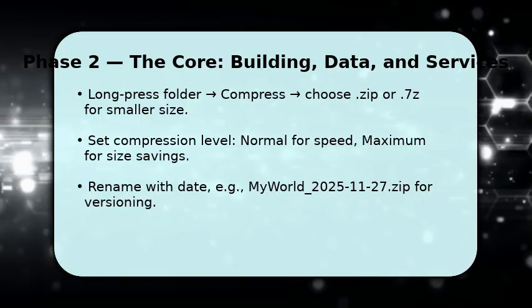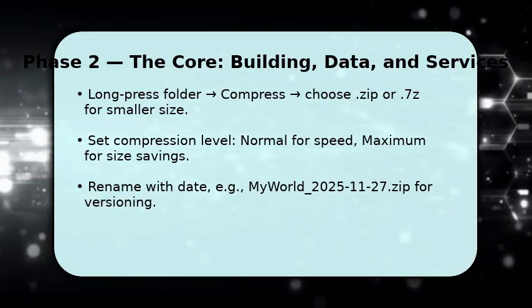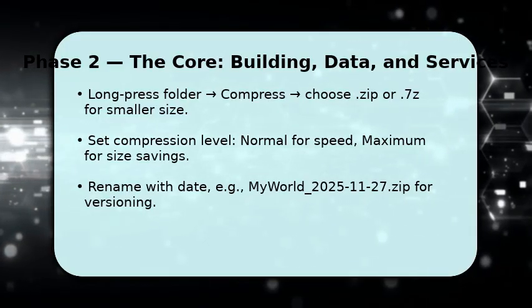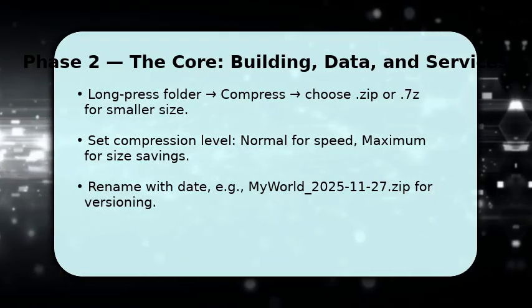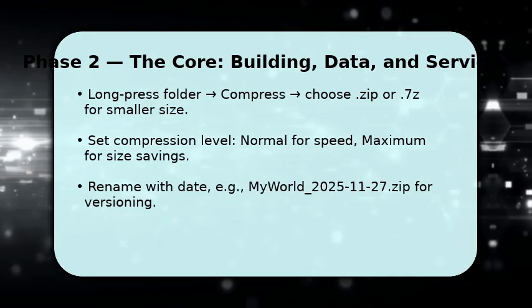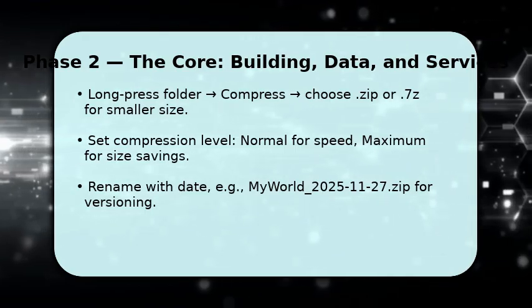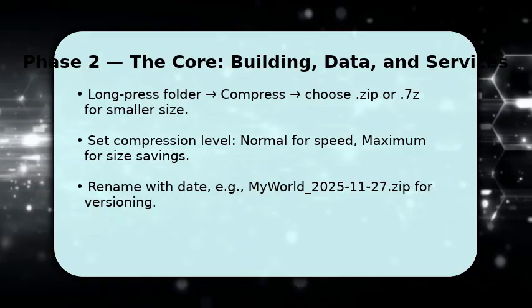Now you create a portable archive. Long press the selected world folder and choose Compress. Pick Zip for compatibility or 7Z if you want smaller files. Set the compression level. Normal saves time, maximum reduces size but takes longer.